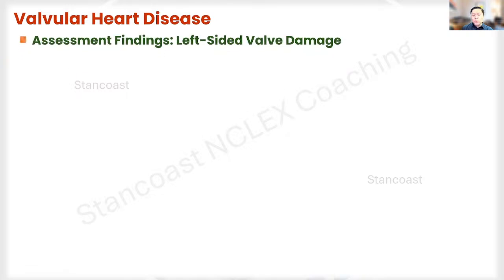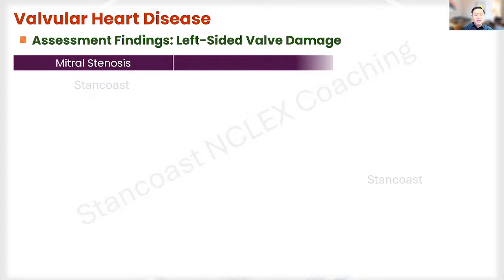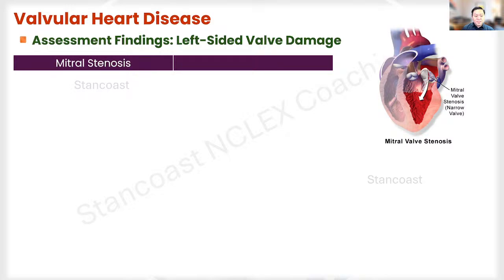Now, we will compare the different assessment findings in the left-sided valvular damage. And so we're going to compare between the four. We'll start first with the mitral valve, okay? So when we are talking about the mitral stenosis, all right, we are talking about that valve that is located in between the left atrium and the left ventricle. And just going to show you the picture about this right here.